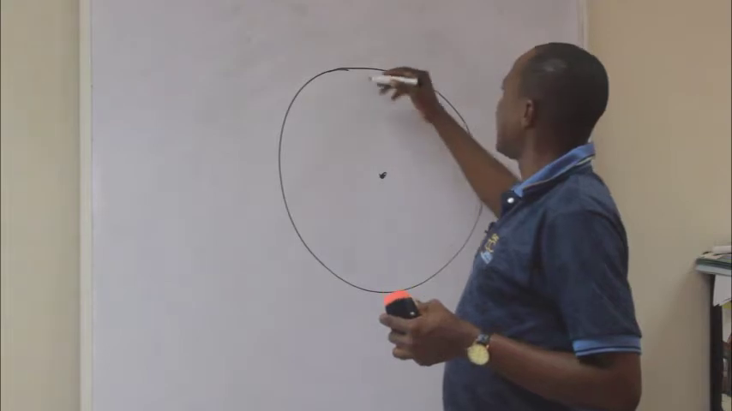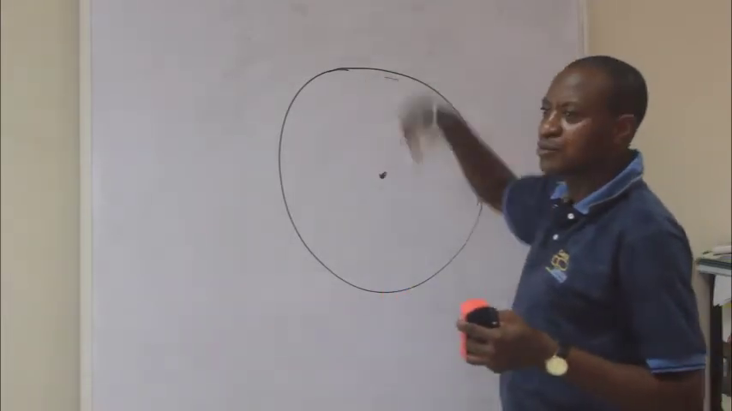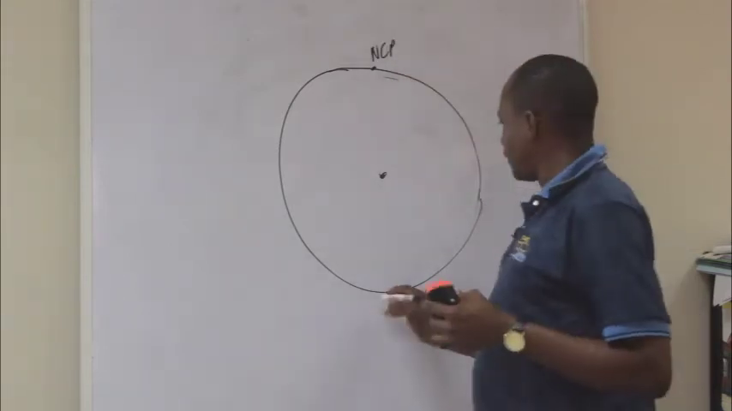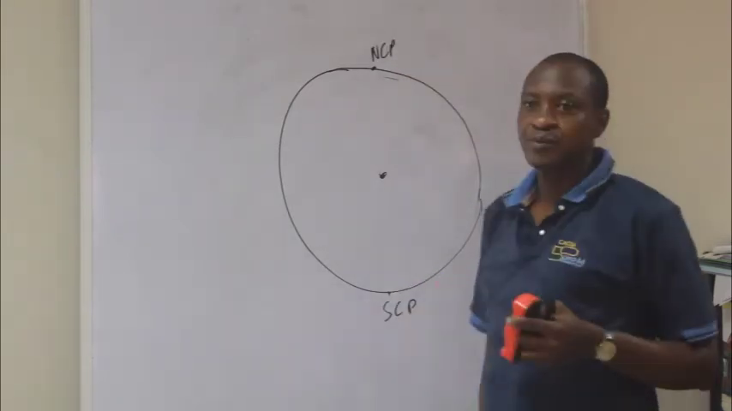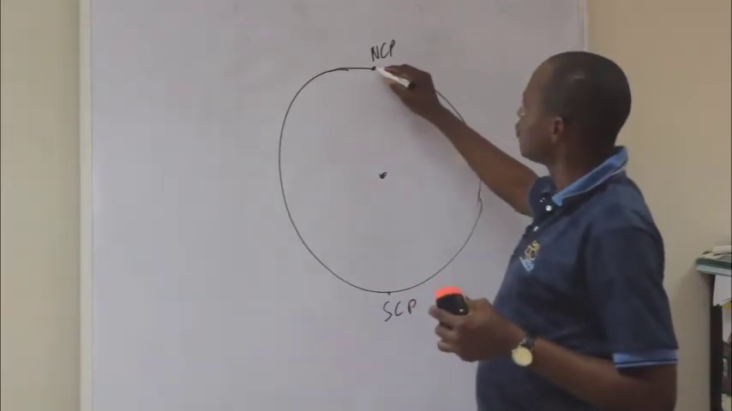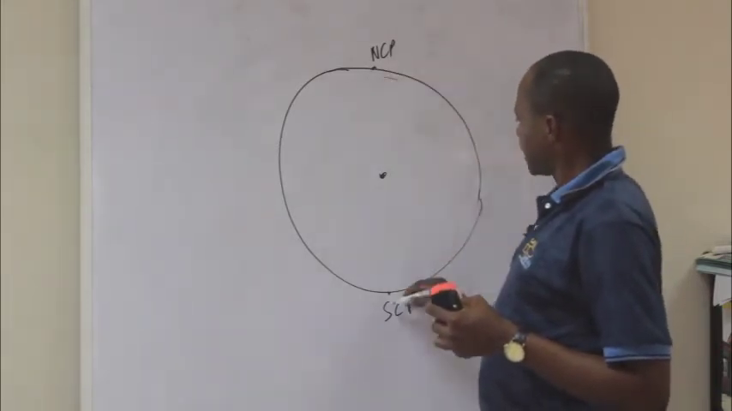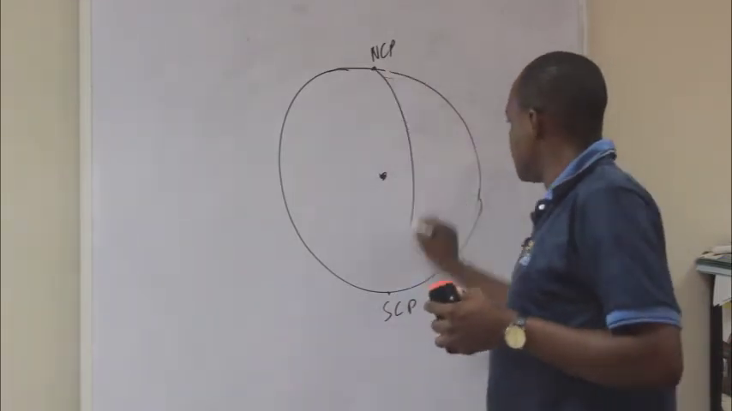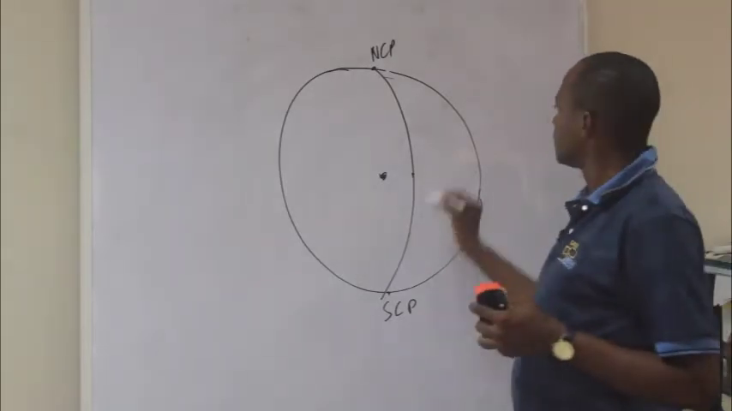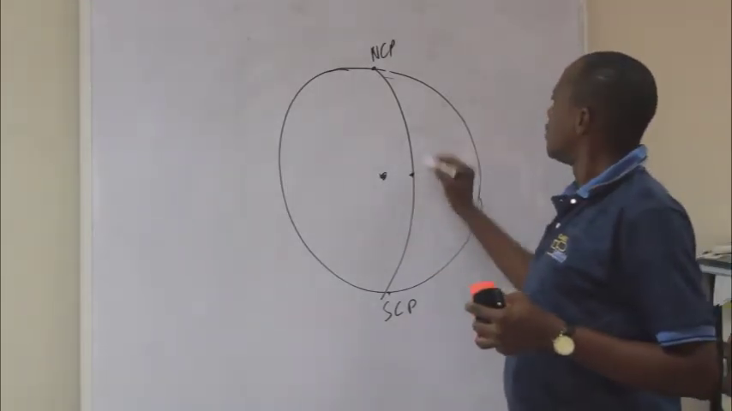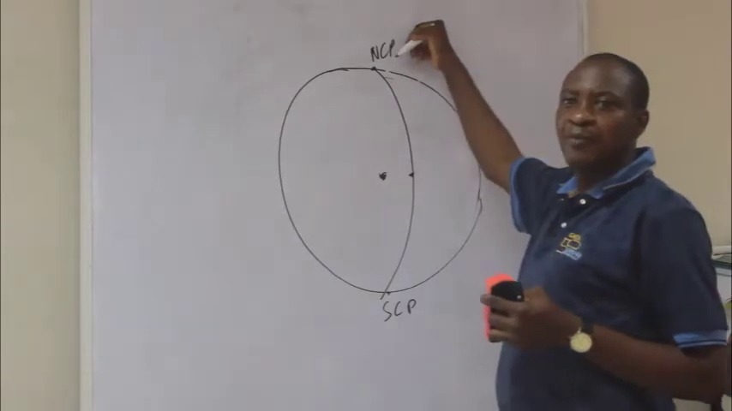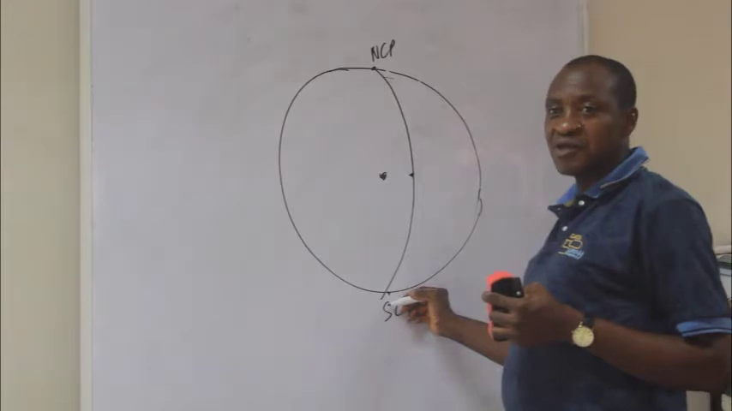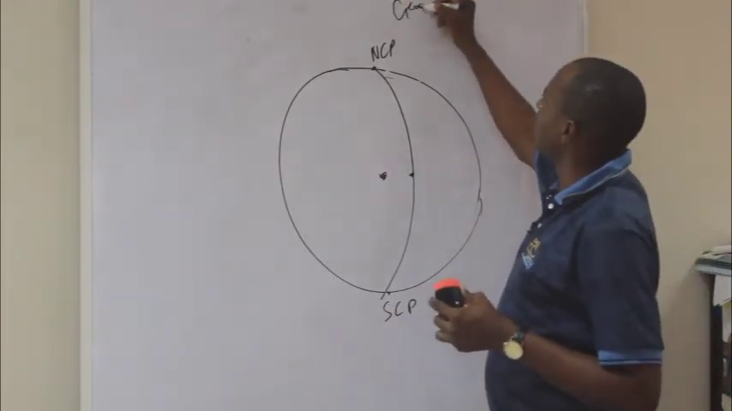The Earth is here. There's a great circle that connects what we call the north celestial pole, and we have the south celestial pole. The line that passes through the north celestial pole and the point you are on the Earth's surface, you can be at a point there. The line that is passing through the north celestial pole and the point of observation, wherever you are on the Earth's surface, and the south celestial pole, is what we call the geographical meridian.